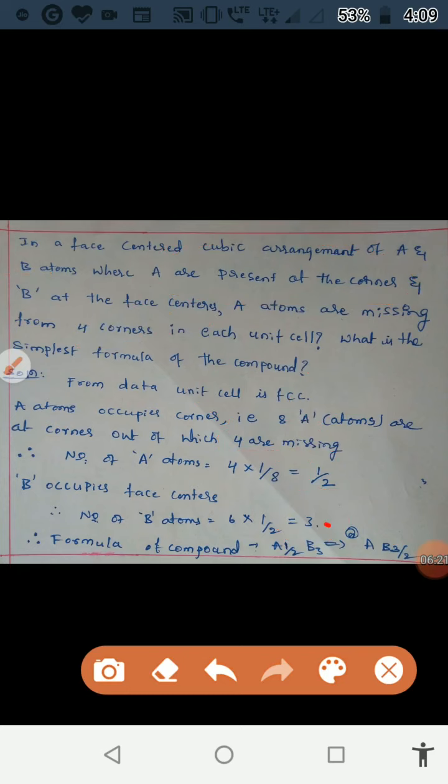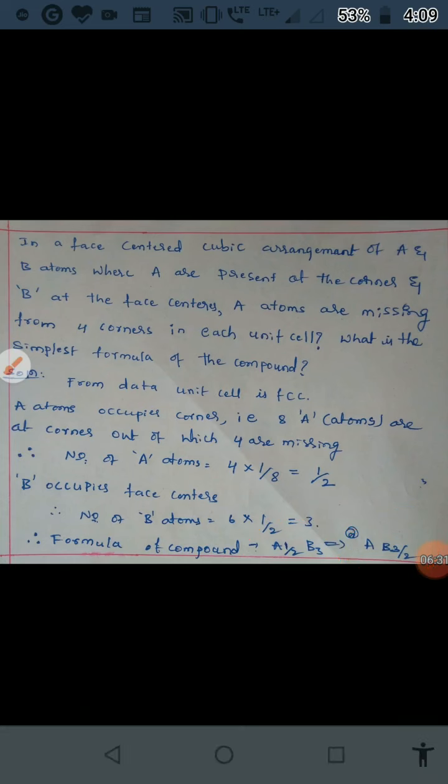Therefore, it is 6 into 1 by 2 is equal to 3. The number of B atoms is 3. Number of A atoms is 1 by 2. Therefore, the formula of the compound is A1/2 B3. If you multiply it by 2, we will get AB3/2.